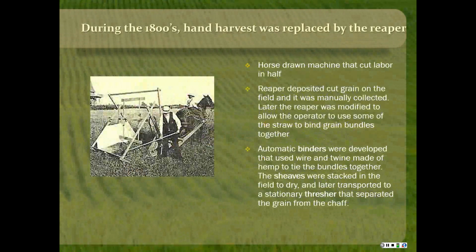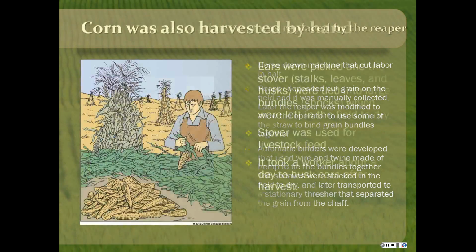And then during the 1800s, the reaper was invented. It was a horse-drawn machine that cut labor in half. The reaper would deposit the cut grain on the field, and it would be manually collected. And later the reaper was modified so the operator could use some of the straw to bind grain bundles together. Then later on, automatic binders were developed that used wire and twine to tie the bundles together. Those were called sheaves, and they were stacked in the field to dry. And then later on, they were taken to a thresher that would separate the grain from the chaff.